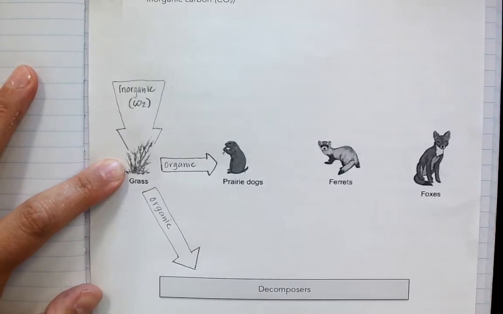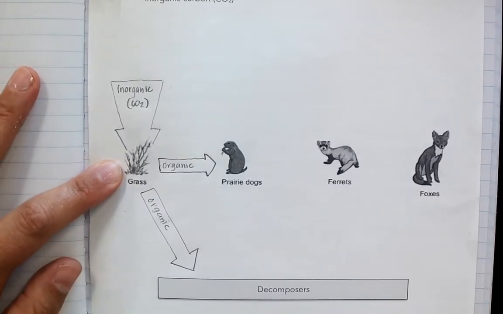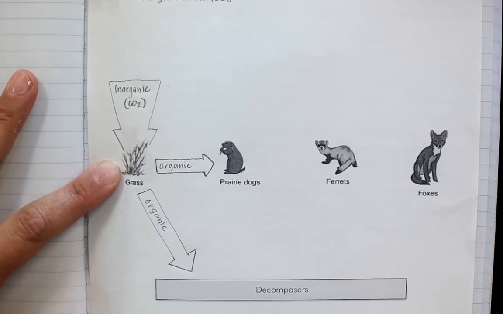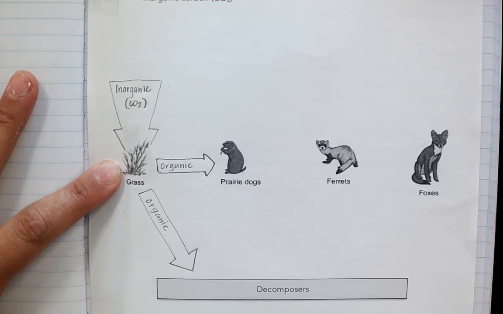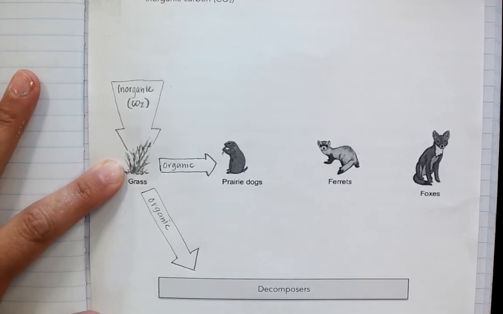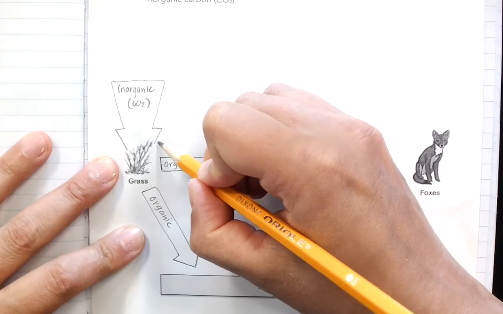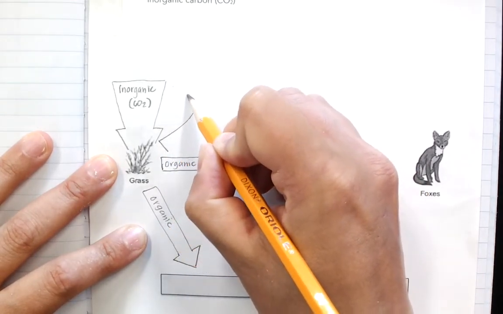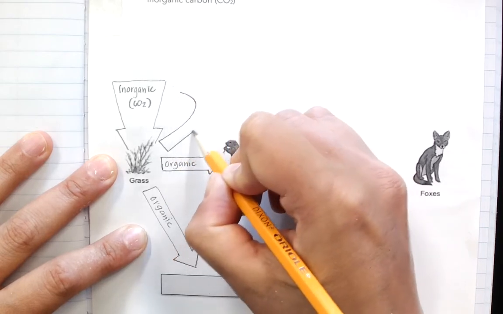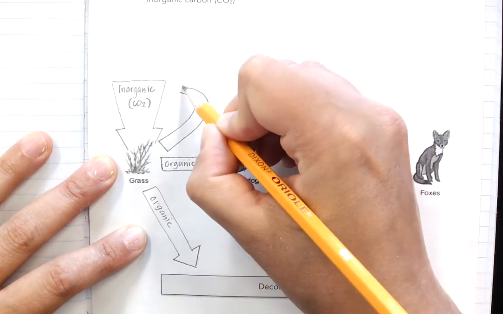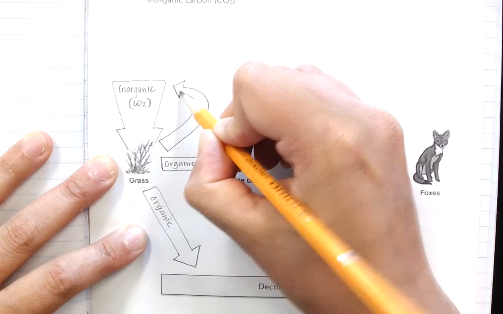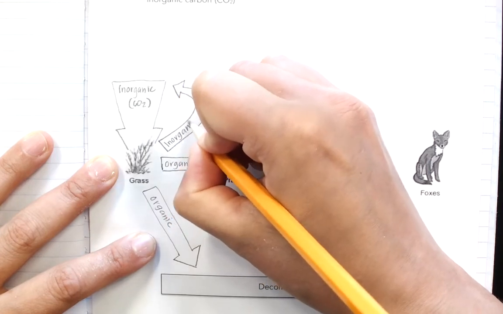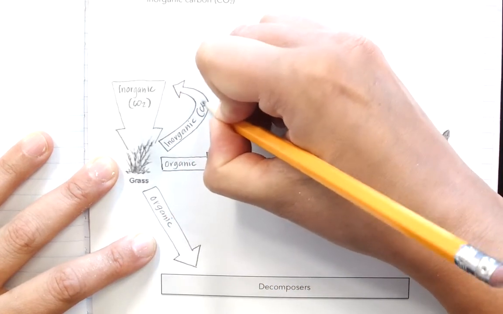And the grass also has to break down some of that organic carbon in order to release the energy from those high energy bonds. And that means that the grass is doing cellular respiration. And when the grass does cellular respiration, some of that carbon is going to get released as CO2, and it's going to come back into our atmosphere as inorganic carbon. And that's always going to be our CO2.